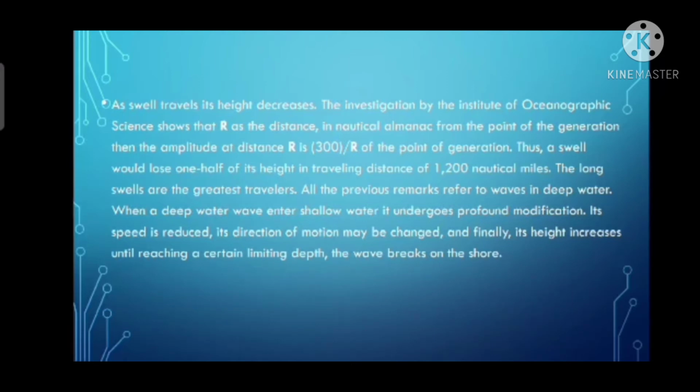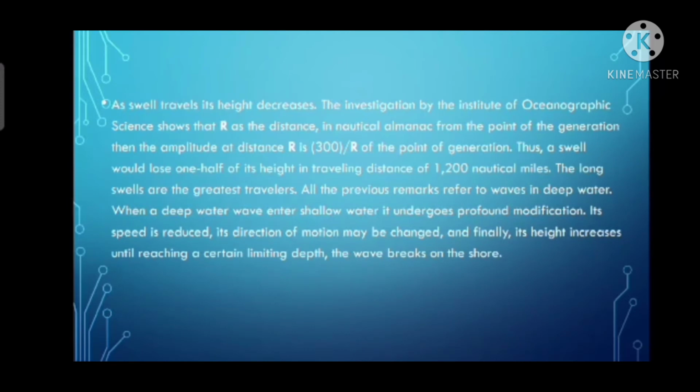When a deep water wave enters shallow waters, it undergoes profound modification. Kapag yung deep water wave ay masok na siya sa shallow water, yung bilis niya po ay nababawasan at saka yung direction ng motion niya medyo may iba. Speed is reduced, its direction of motion may be changed.